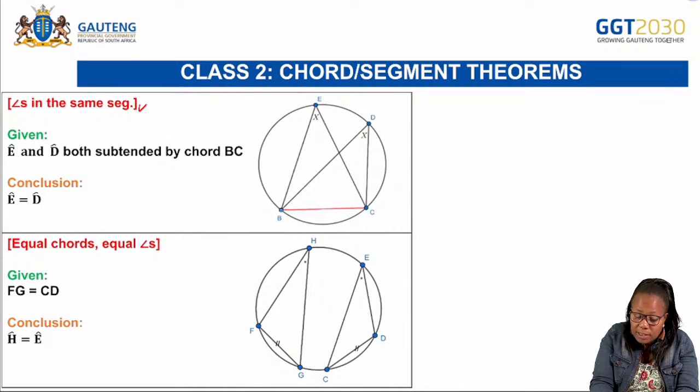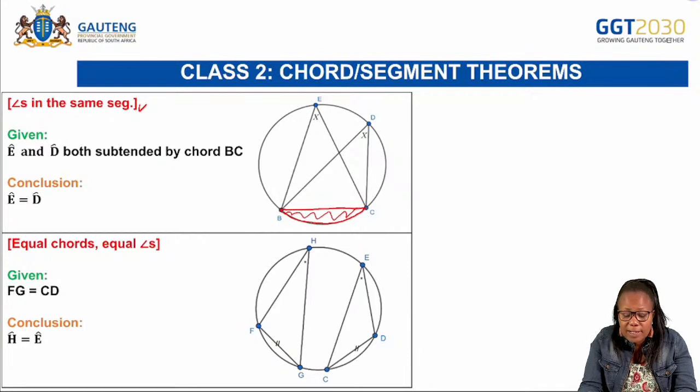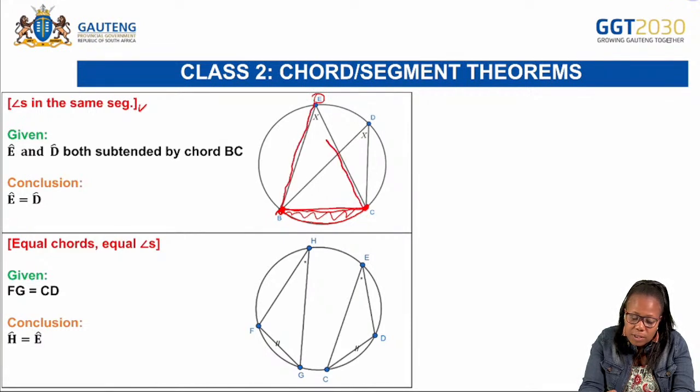Now let's look at this. Remember we said this is a chord, that is an arc, and this is the segment. So now we talk of angles that are subtended by the same segment. We have segment BC here. From the point of contact to the circumference, we try to track which angles are equal. You can see that angle E is subtended by that same segment.